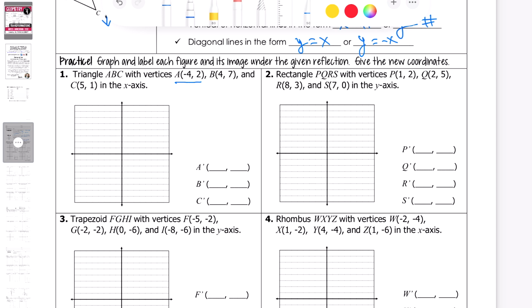So let's go through and we're going to graph each one. So A, I'm going to go left 4, 1, 2, 3, 4, and up 2. So there is A.